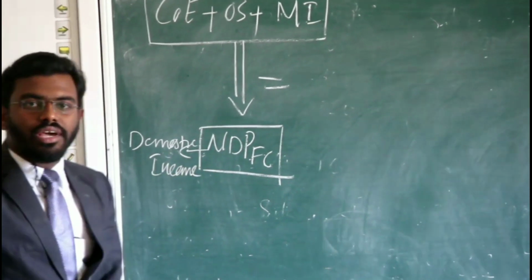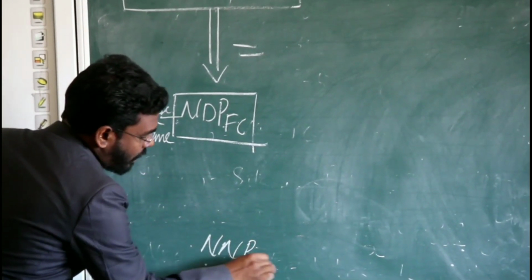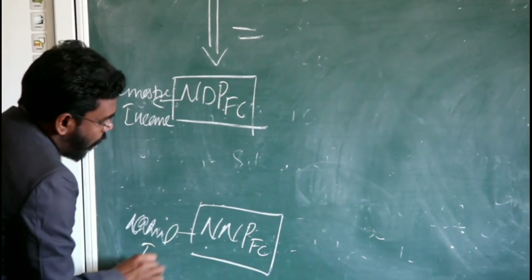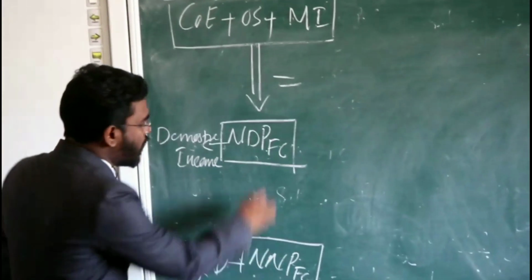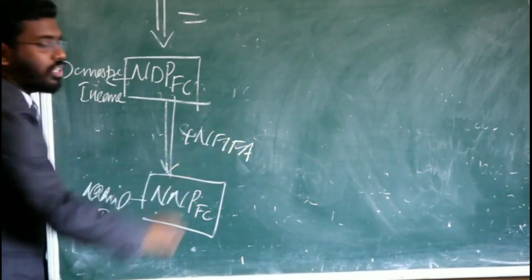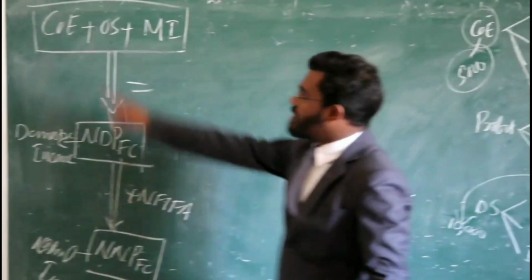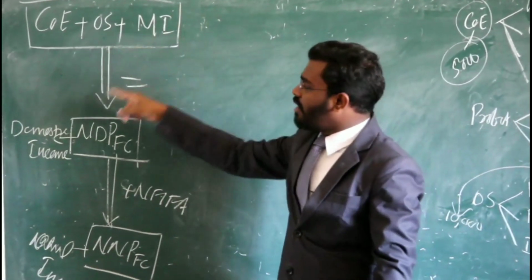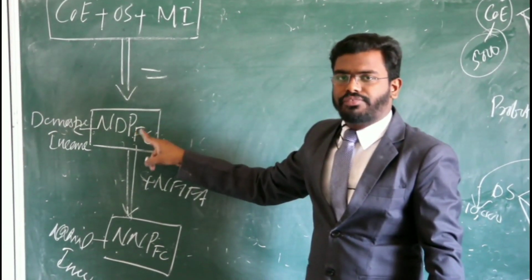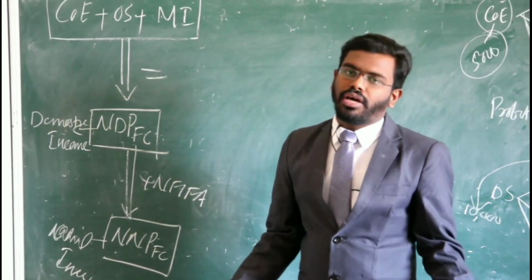Then what do we need to calculate? National income. What is the name of national income? NNPFC. How can we calculate NNPFC? To this NDPFC, just add NFI-FA. So this is the method of calculating national income using the income method. First add all the factor incomes, then we will get NDPFC, and add NFIA along with this NDPFC, then we will get NNPFC, that is our national income.